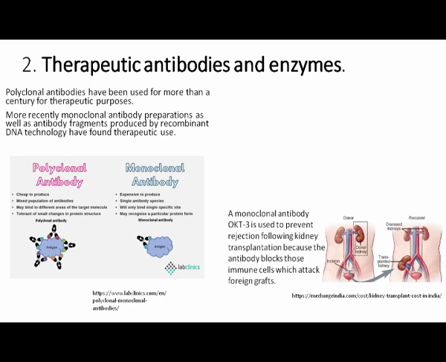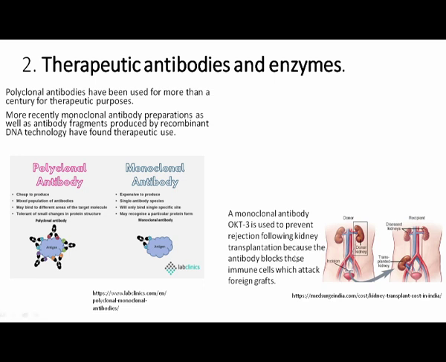There is another monoclonal antibody called OKT3, which is used to prevent rejection following kidney transplantation, because the antibody blocks those immune cells which attack foreign grafts. So, when you have, for example, a diseased kidney, and this person receives a good kidney from a donor person, and that is transplanted, many a times what happens is, because for this person the donor kidney is a foreign material, this person immediately generates antibodies against this particular kidney, and therefore, many a times it gets rejected and further generates various complications.